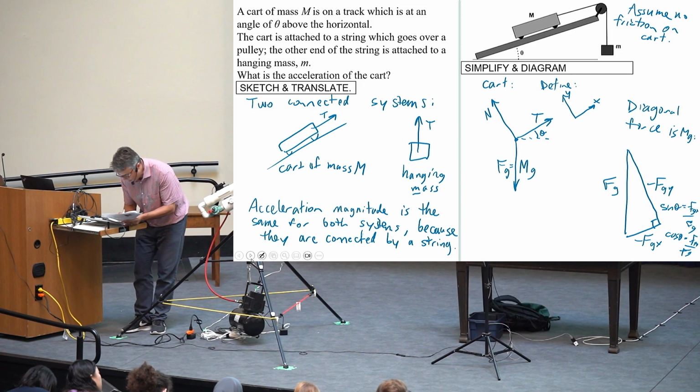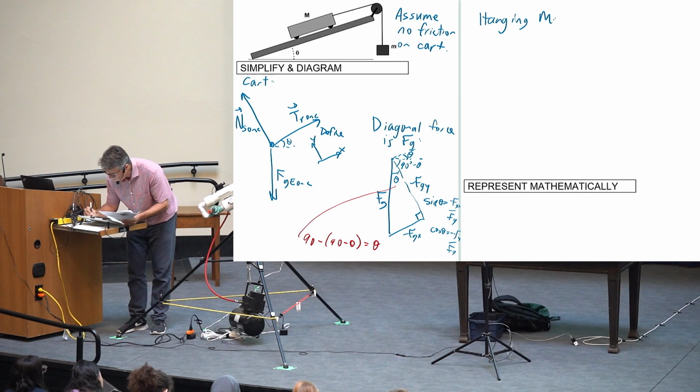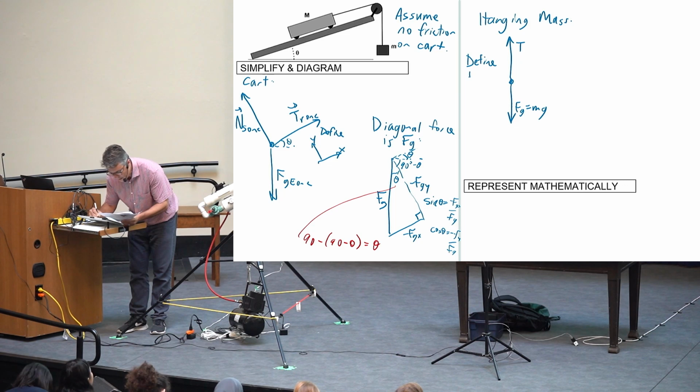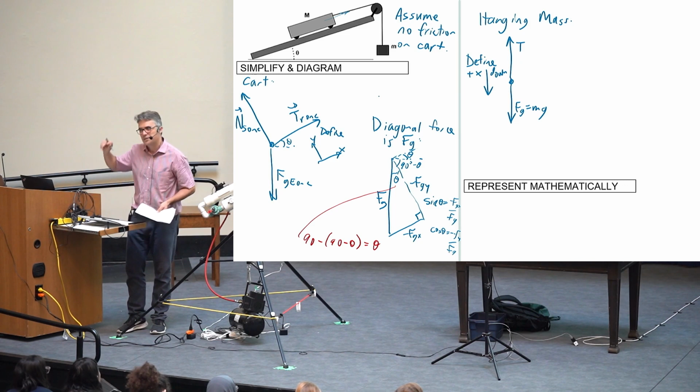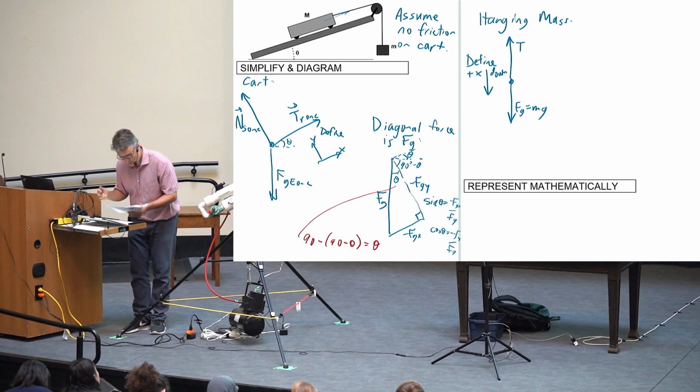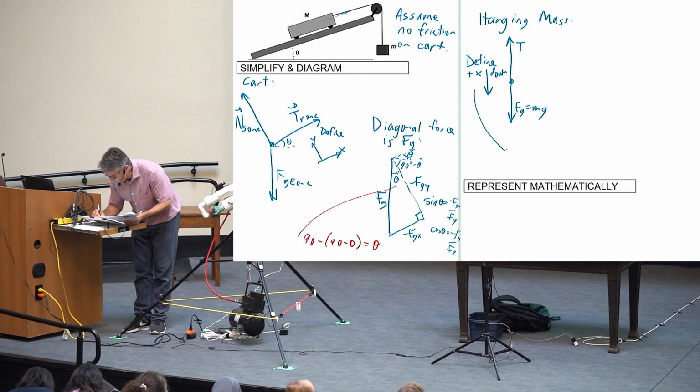Okay. And then the other force diagram is the hanging mass, which I'll just sort of draw like this. The tension is up, and then F_g, lowercase m times g, is down. And what I want to do here is define plus x is down. The reason I want to do that is because if the cart goes in its plus x direction, then I want the mass to go in its plus x direction, so the acceleration signs are the same for both. It's a nice little trick. This way, a is the same for the mass and the cart.